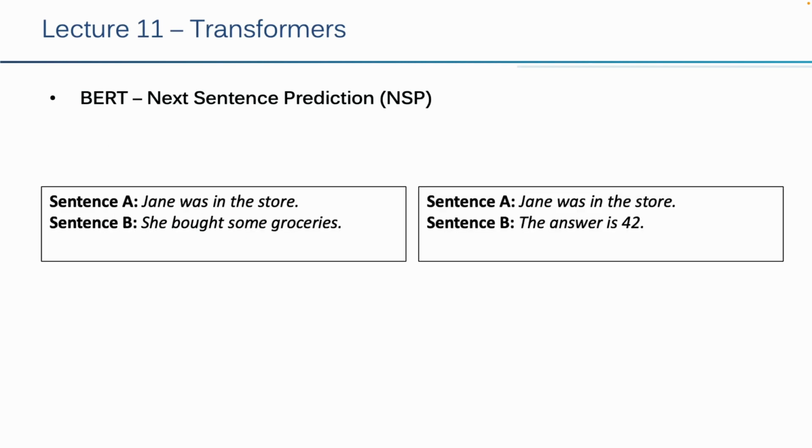So here's an example. Sentence A, Jane was in the store. She bought some groceries. That's the next sentence. And then the other one is Jane was in the store. The answer is 42. That's not the next sentence. And the model learns the label is next sentence or is not next sentence. Very simple. The problem here is that BERT was released in 2018, and there have been several studies showing that this next sentence prediction is not as useful. Does anyone have a guess why? Why it's not that useful? Masked language modeling seems very complicated. So does anyone have a guess why it's not so useful?